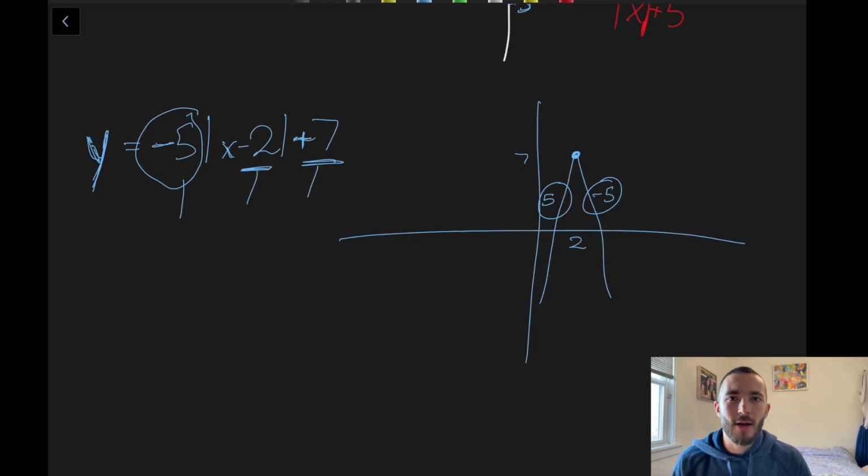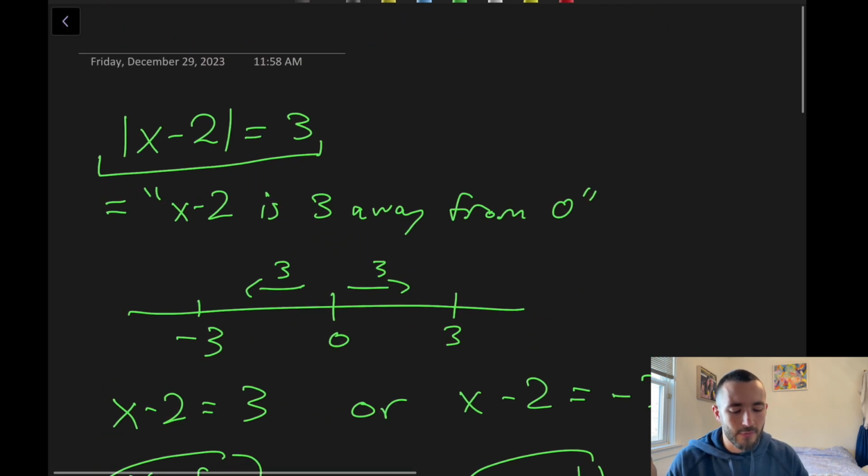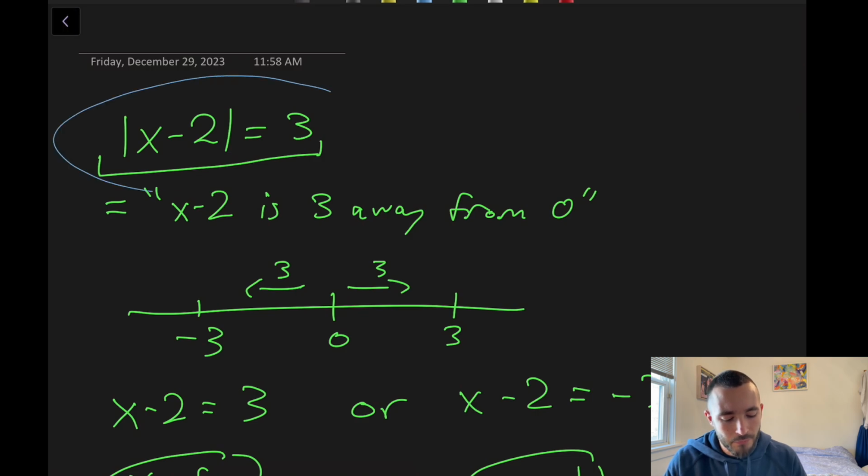And yeah, I hope this gave you a good overview of how absolute value functions work. Remember to always think of absolute values as distances. I think that's where most people get tripped up. But if you just remember that absolute values are a distance, and you remember kind of where we started, which is this problem right here. X minus 2 is 3 away from 0. I think that's like the biggest conceptual change that a lot of students need and that I needed when I was learning about absolute values.